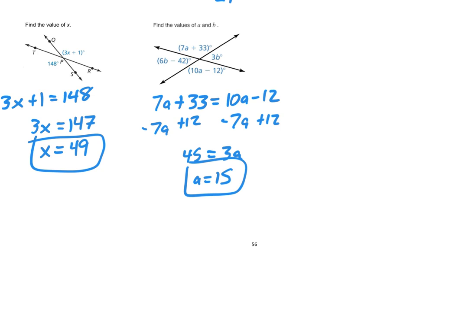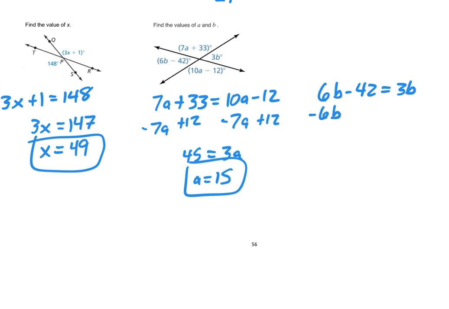Basically the same thing for b. b would be these two angles here. So I'm going to go 6b minus 42 equals 3b. What would I do here first? What would be my first step?